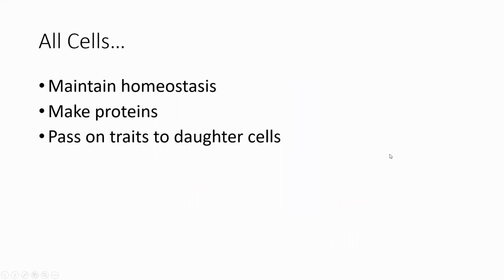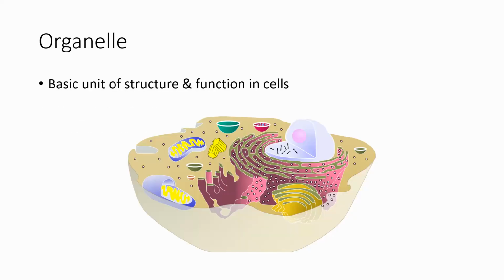So, all cells do a number of things. One of the things they do is they all maintain homeostasis, they all make proteins, and then they all pass their traits on to daughter cells. And these are important because this is related to the types of structures every cell has.